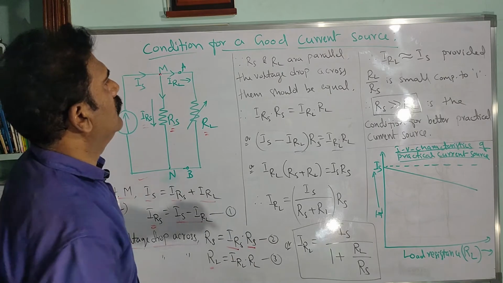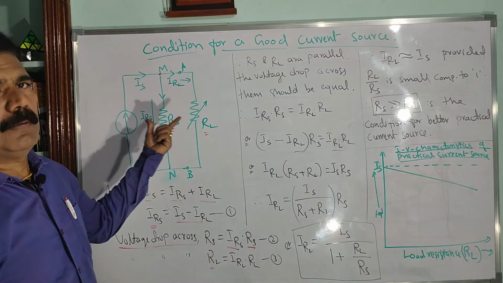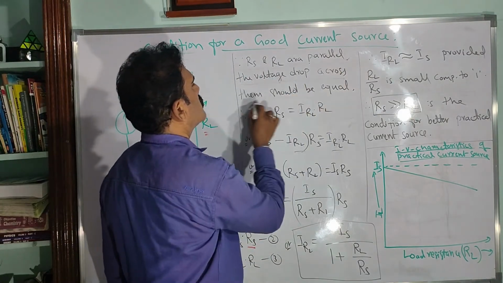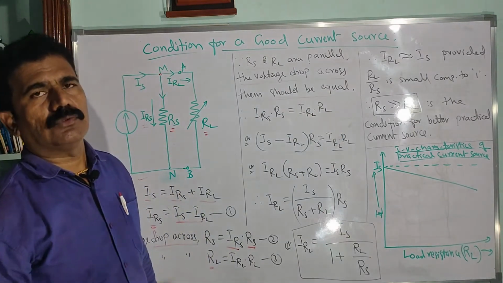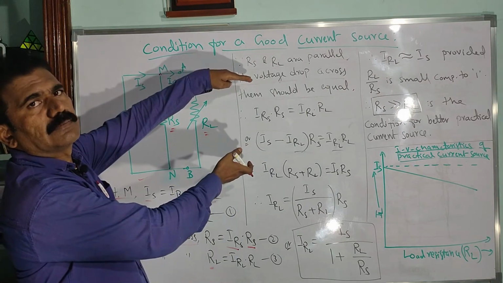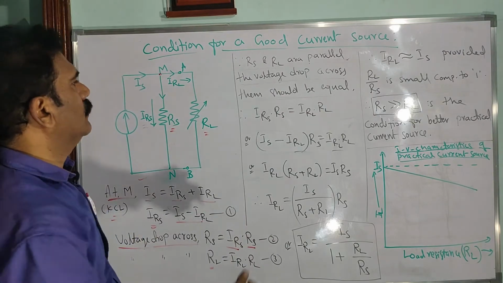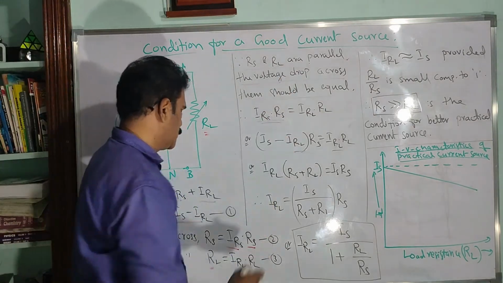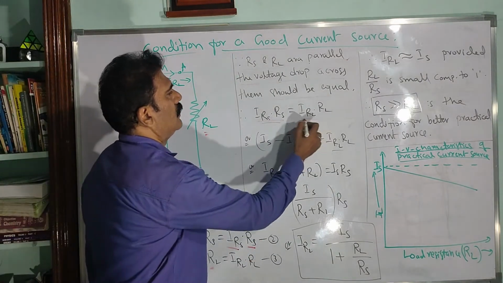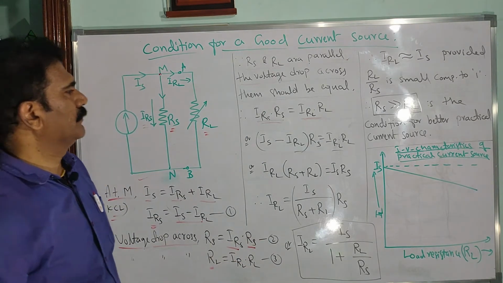Now, RS and RL, how are they connected in the circuit? They are connected in parallel, isn't it? If they are connected in parallel, then the voltage drop across them should be equal. Whenever resistors are connected in parallel, the voltage drop is expected to be the same irrespective of the resistance values. Clear? So with that condition, we can consider these two equations equal. So IRS into RS is equal to IRL into RL. The voltage drops are equal from equations 2 and 3.